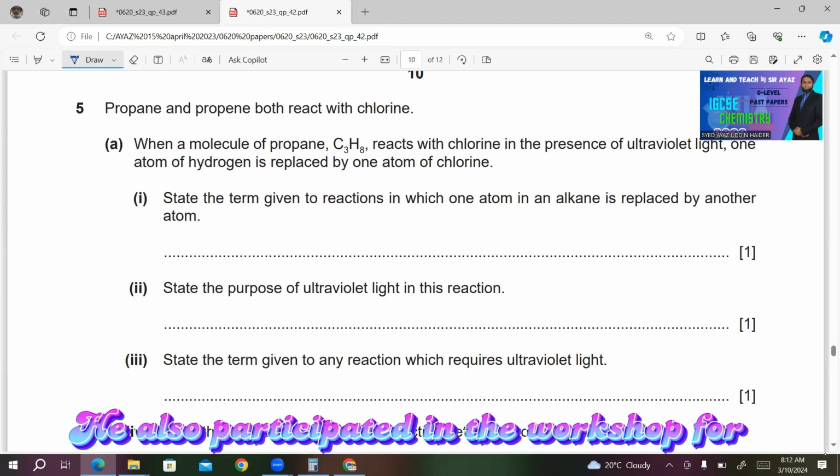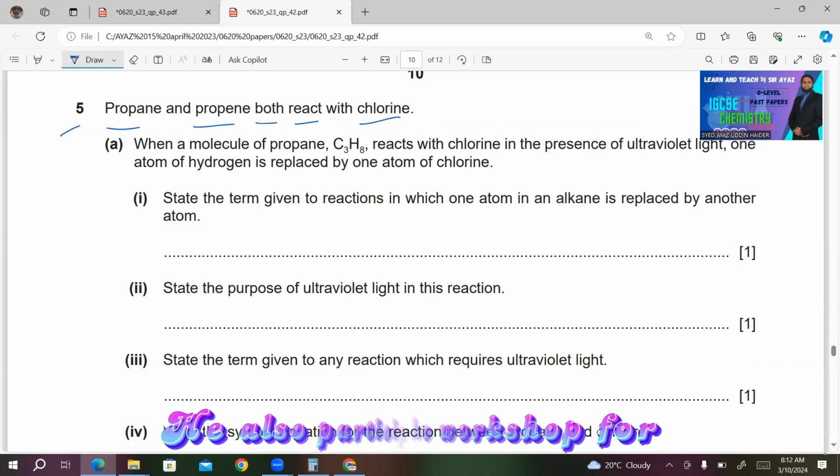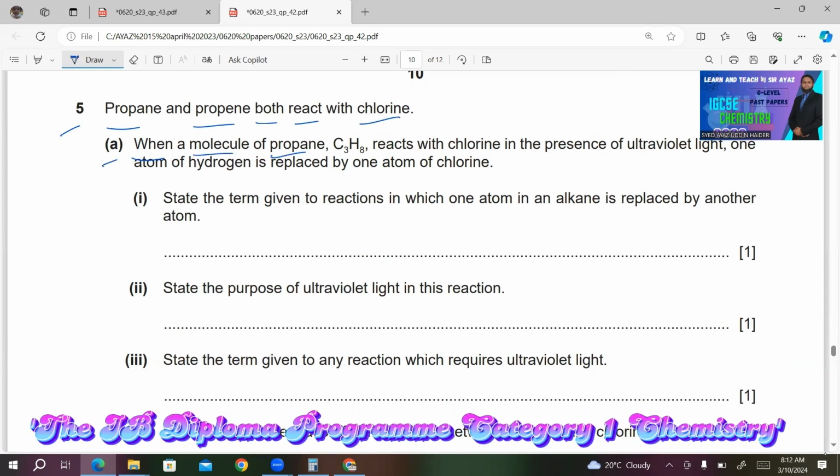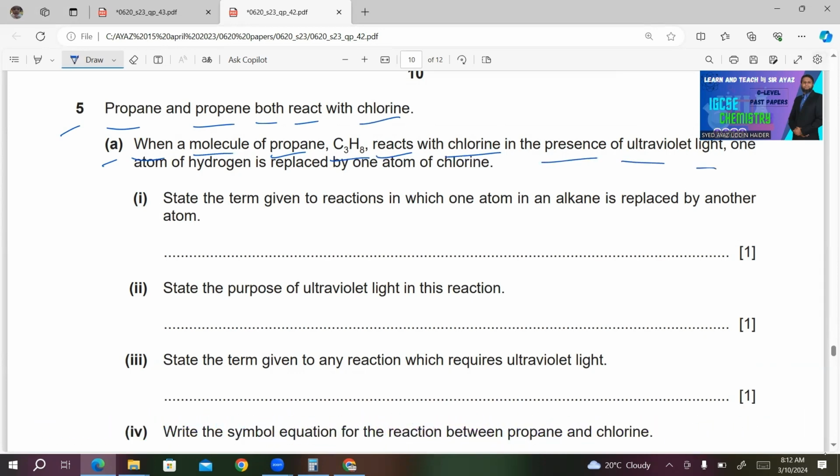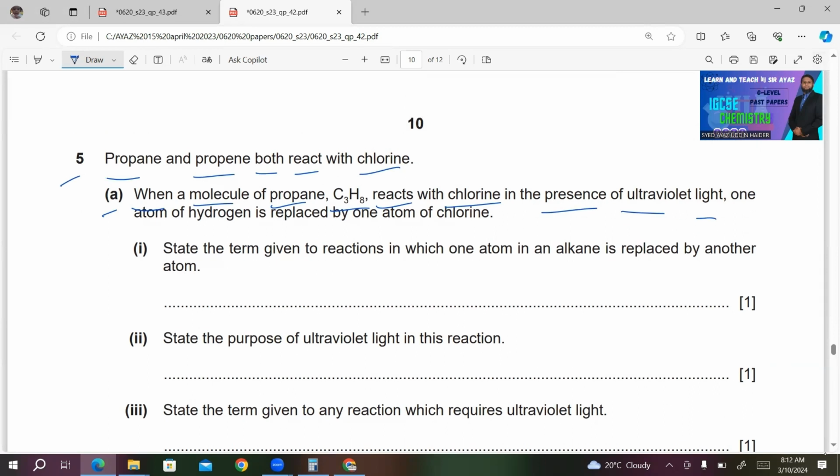Moving to next question. Number 5, propane and propene both react with chlorine. A. When a molecule of propane, C3H8, reacts with chlorine in the presence of ultraviolet light, one atom of hydrogen is replaced by one atom of chlorine. Number one, state the term given to a reaction in which one atom in an alkane is replaced by another atom. These are substitution reactions. So you write substitution.